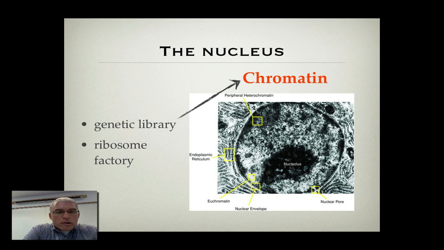The genetic library, which is made of mostly DNA, is referred to as chromatin when it's not dividing. And when a cell starts to go into cell division, the chromatin changes its form. It becomes visible chromosomes, which can be counted under a microscope. But until that happens, we just refer to this material as chromatin. And the ribosome factory area, so to speak, is called the nucleolus, and it's a darker area in a stained nucleus slide.